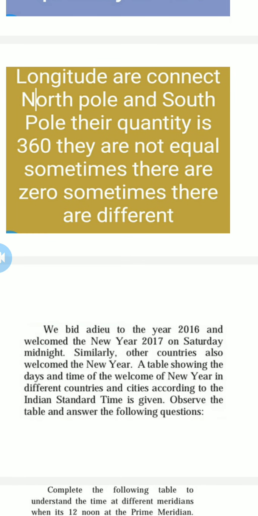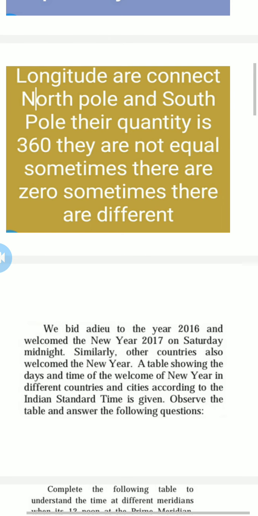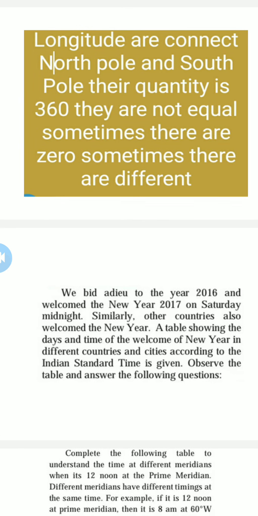See, we bid adieu to the year 2016 and welcome the new year 2017 on Saturday midnight. Similarly, other countries also welcome the new year. A table showing the days and time of the welcome of the new year in different countries and cities according to the Indian standard time is given. Observe the table and answer the following question. In your textbook, one table is given.